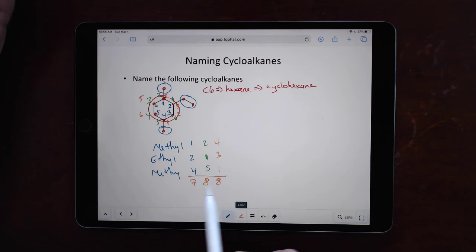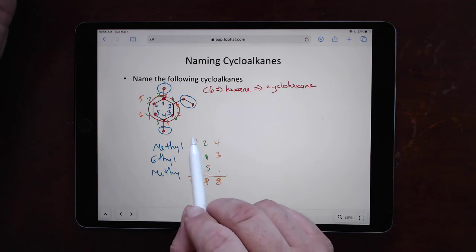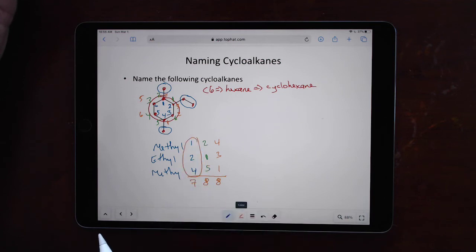You'd say, oh, there's a tie. No, there's not a tie. We have one that's even lower. It's only a tie if you can't find anyone that's lower. So this one is the lowest number set, and we're going to use these numbers here.